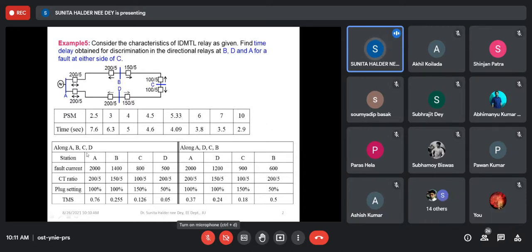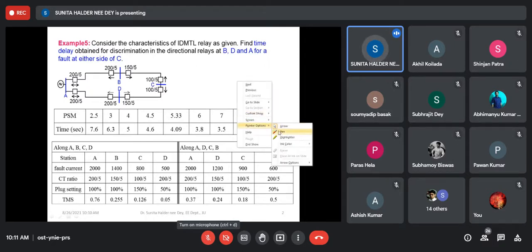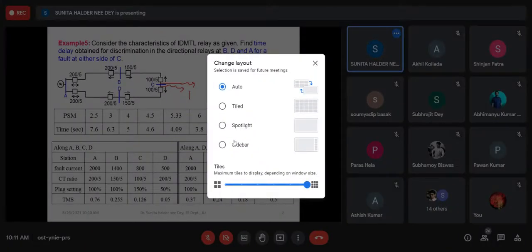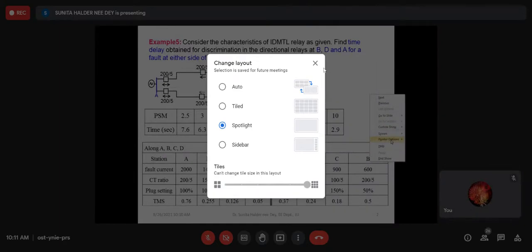Like here in this example, one closed feeder is shown where we have to find out the time delay obtained for discrimination in all directional relays for a fault at either side of C. Since this is a closed feeder, we shall find the time setting of all the relays for a fault near C. So the fault may be here or here, both are the same, right? For that we are setting the relay.